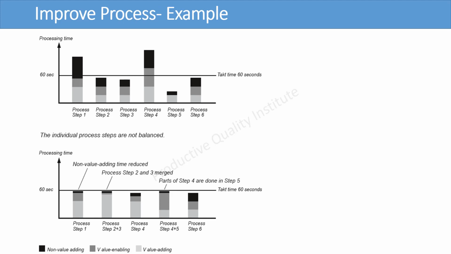An example for the improved process balancing. In the shown graph for the process steps, the individual process steps are not balanced. To improve the process balance, non-value-adding time has been reduced. Process step 2 and 3 have been merged. Parts of step 4 are done in step 5.